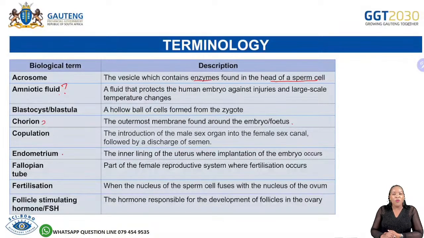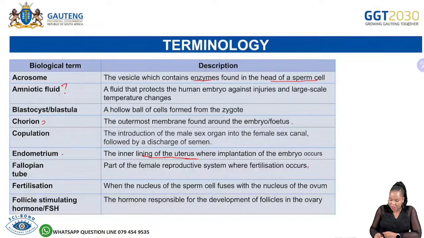The endometrium, when we talk about the endometrium, which part is that? The lining of the uterus where implantation of the embryo occurs. The fallopian tube, you've also spoken about the fallopian tubes. It is the part of the female reproductive system where fertilization occurs.